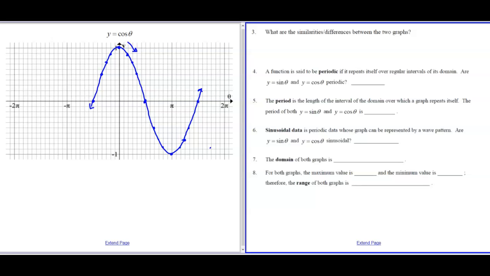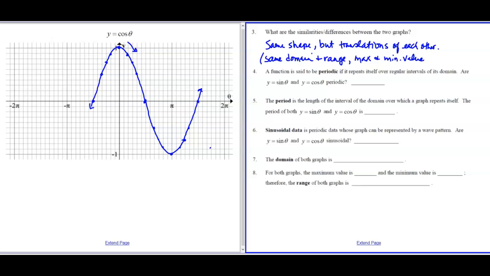Okay, so similarities and differences. Same shape, but translations of each other. So same domain and range. Max and min values. The actual max and min points are different, but the max and min values are the same. The domain and range, max and min values, midline, amplitude, all of those are the same. It's just the location.